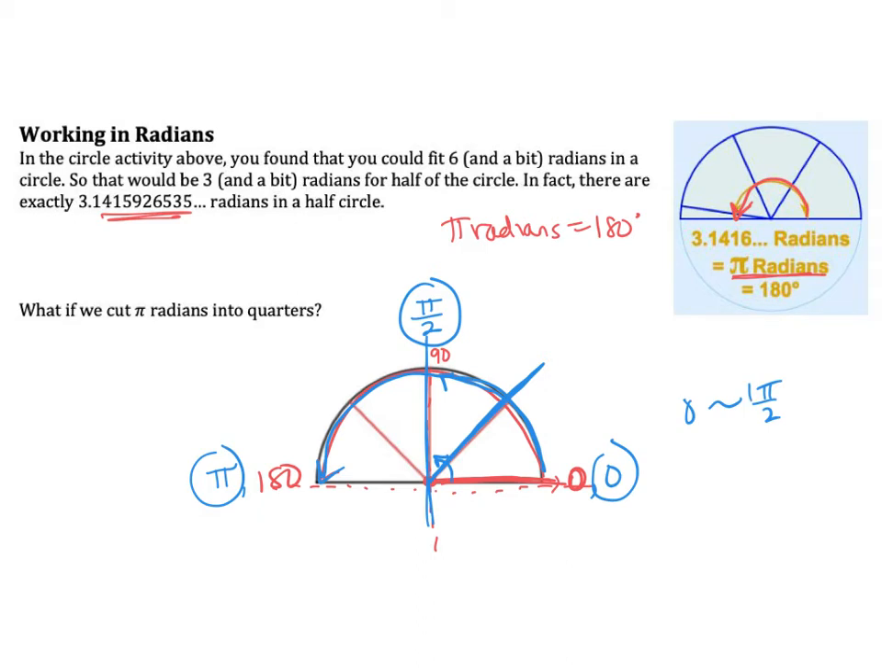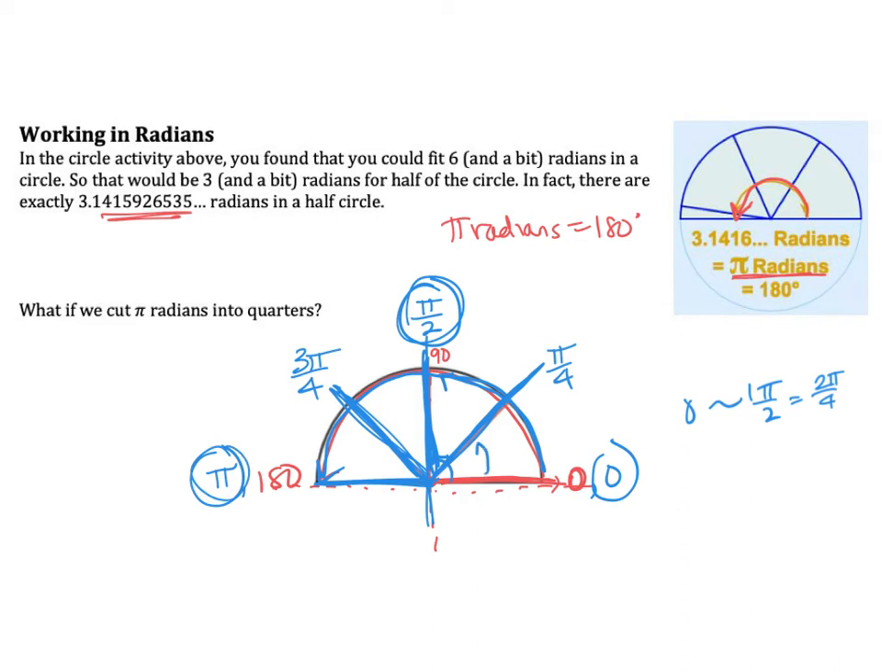What's halfway between 0 and 1/2? Well, change this to 2/4, so that would be 1/4. So 1/4 is halfway between 0 and 1/2. What's halfway between 1/2, or pi over 2, and pi? That would be 3/4, or 3 pi over 4. So we have 1/4 pi, 2/4 pi is pi over 2, 3/4 pi, and then 1 whole pi. So that's if we cut pi radians into fourths.